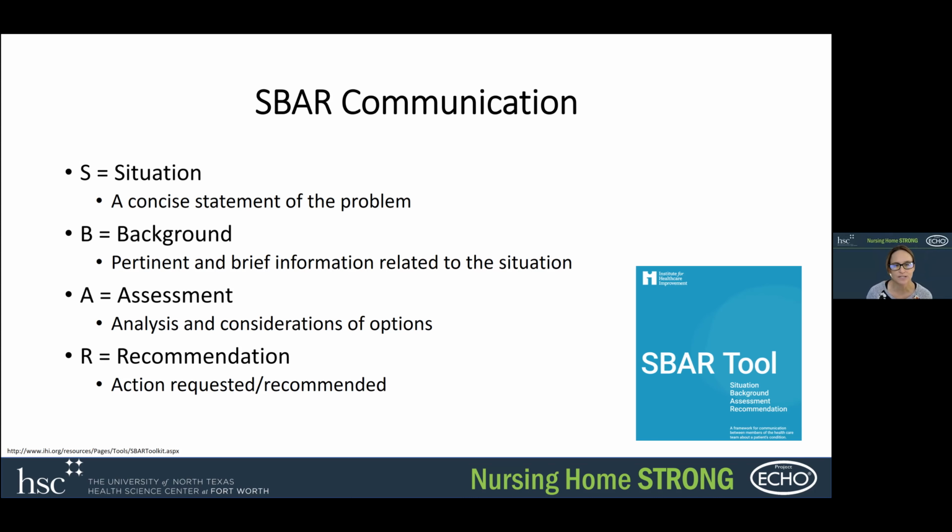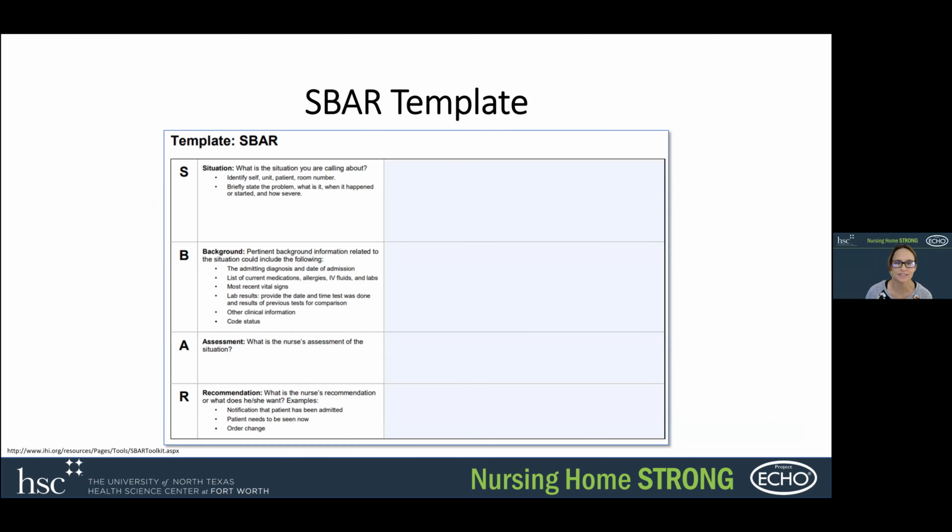On the bottom of the screen, you'll see an SBAR tool. This was put together by IHI, and it features a template and some tools that you can use if you're looking to educate your teams or your staff in terms of SBAR. So let's go ahead and go to the next slide. Here you'll see an SBAR template. There are a lot of ways to do this. Again, this is just to help people remember what they should include in their communications. You can see here this is a tool, and I'm not going to go into this in any great detail.